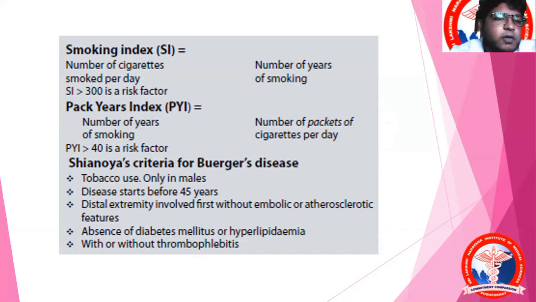Now, coming to Shionoya's criteria for Buerger's disease: tobacco use, only in males. Disease starts before 45 years. Distal extremity involved first, without embolic or atherosclerotic features. Absence of diabetes mellitus or hyperlipidemia, with or without thrombophlebitis.